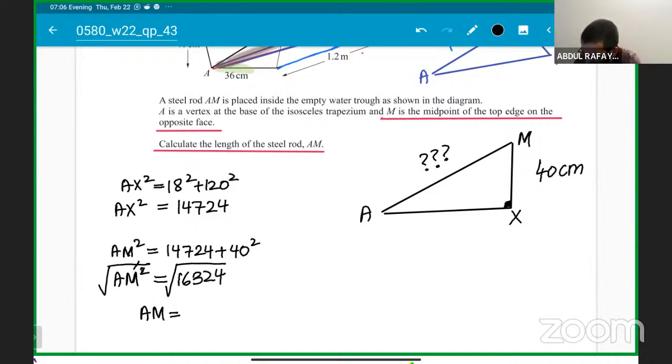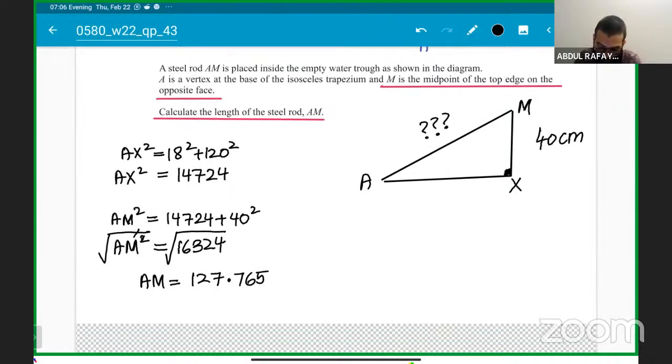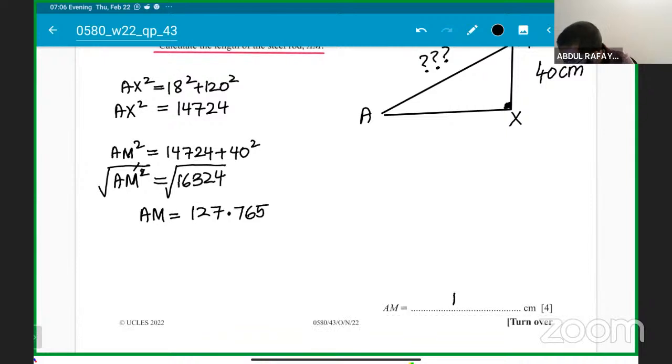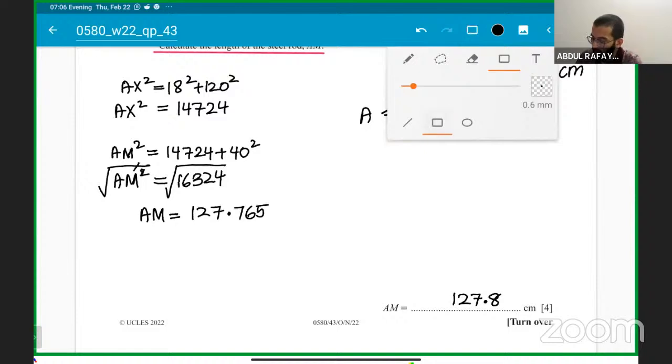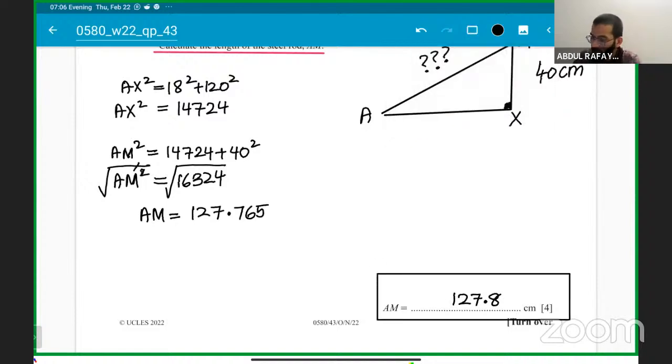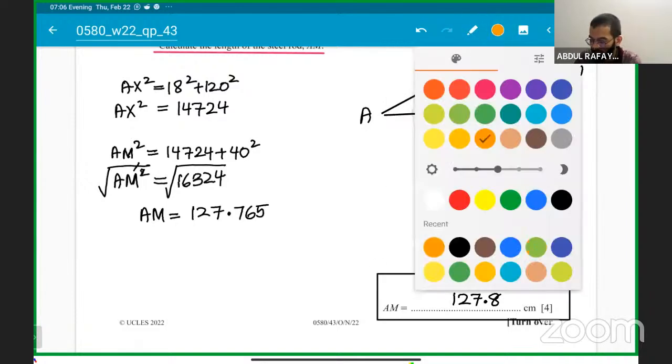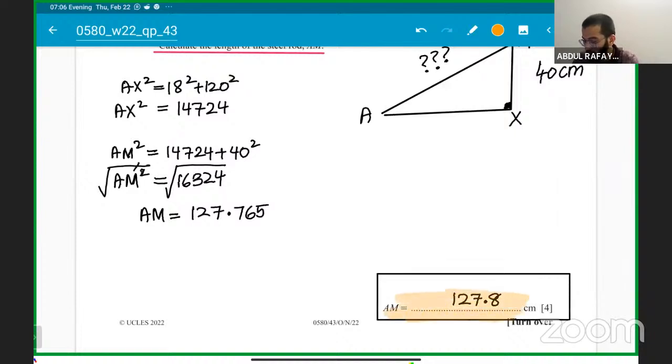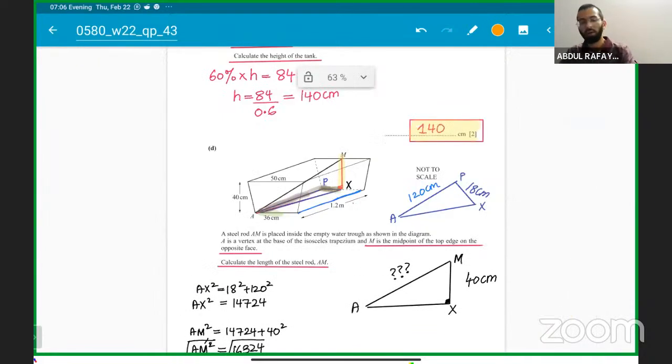So I got it as 127.765. Rounded off to one decimal place, 127.8 can be the answer. Or you can write 128 as well, but let's write 127.8 centimeter. How many people got it? Two times Pythagoras theorem needs to be applied. Simple, just like that. Two times you have to apply Pythagoras theorem to get these types of measurements in 3D shapes. The simple formula remains the same.